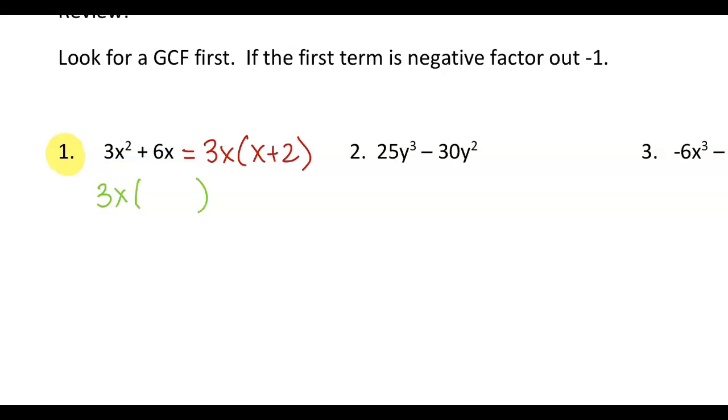out. All we need to do now is put whatever is left over in this parentheses. So in this parentheses, the items that are left over are x, because 3x times x will give you 3x squared. And then we'll add 2 to that, because 3x times 2 is going to give you 6x. So the great thing about factoring by GCF is whenever you find your answer, all you have to do is distribute. If you distribute, you should get the exact same item you started out with, the exact same expression.